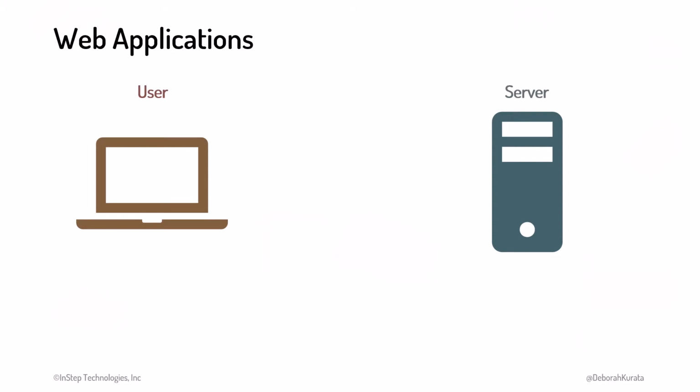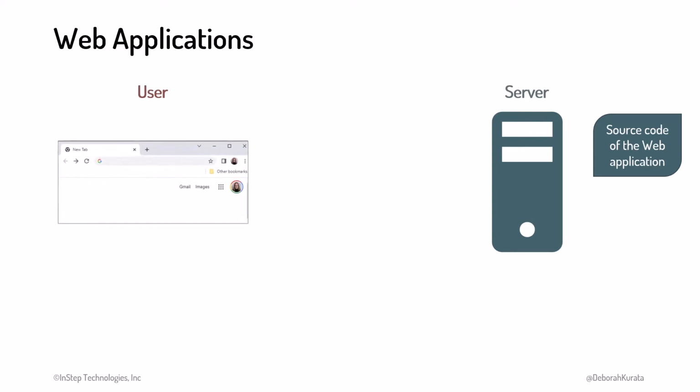How does a web application work? The web server is here on the right. The set of instructions for a web application are often stored on the server as source code, not a compiled executable. The user is here on the left. Users don't normally install a web application. They instead run web applications within a browser, such as Google Chrome or Microsoft Edge.